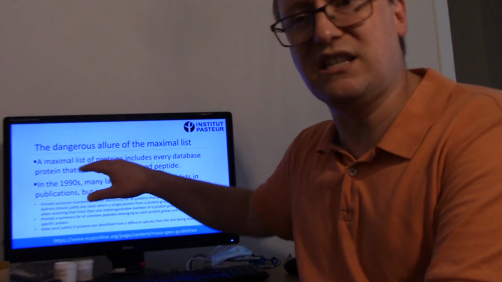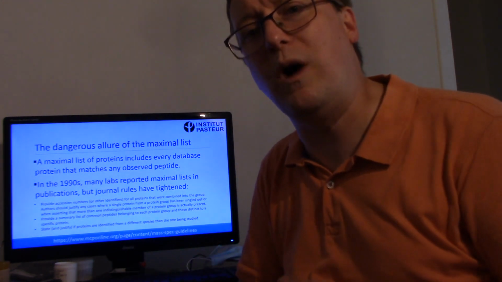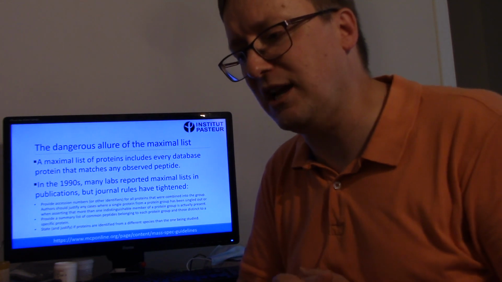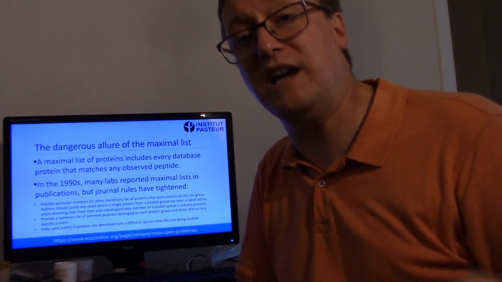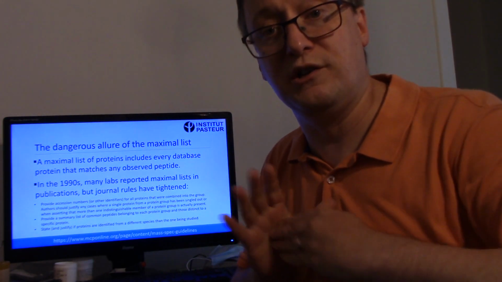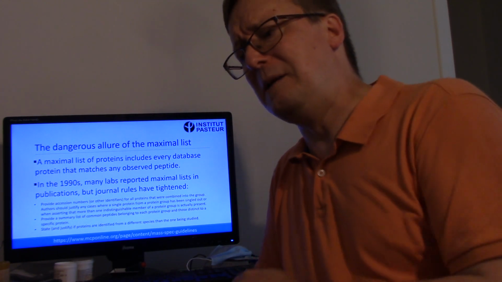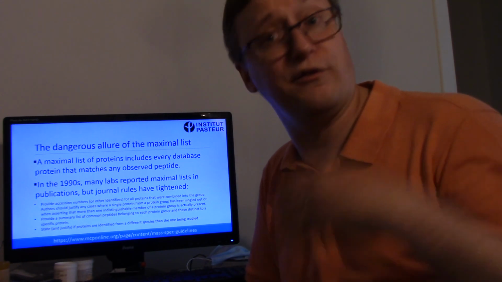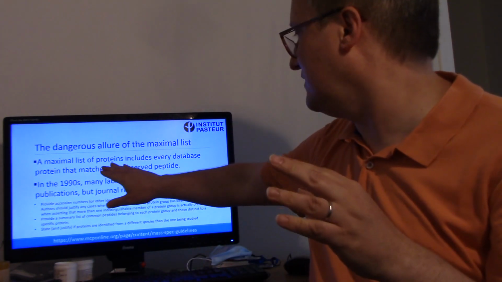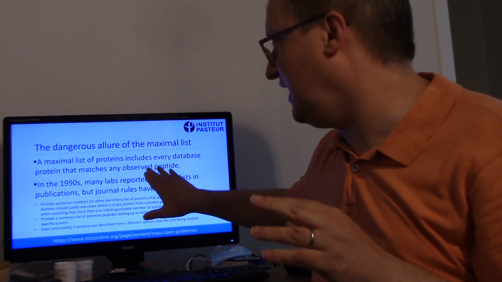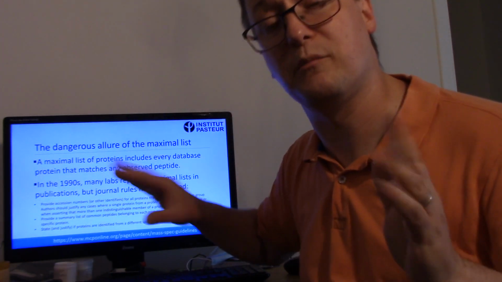The maximal list is one of the canonical terms we use to describe why the bad old days were so bad, which is to say that people would frequently claim that if a peptide were identified or were matchable to this protein, you could claim that protein existed in your sample. That's naturally a little dubious for the reasons that I've just described. So a maximal list is the set of proteins that include any observed peptide in your experiment. That is clearly too big a list to publish today.